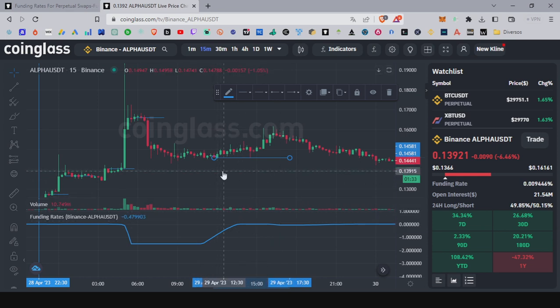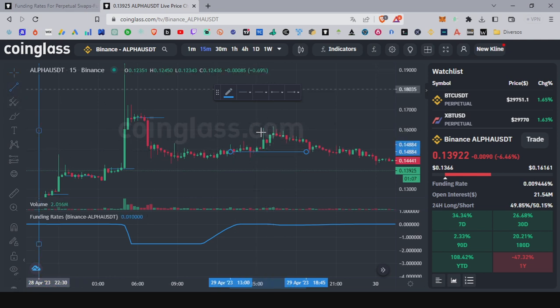It's going up. Maybe I will change this line to this red candle here. It's going up, and suddenly it got positive. Let's see if the trend shows something more to me. It's getting negative again.